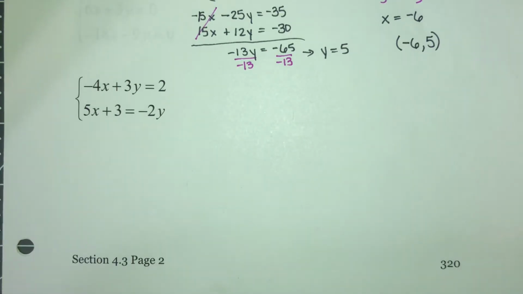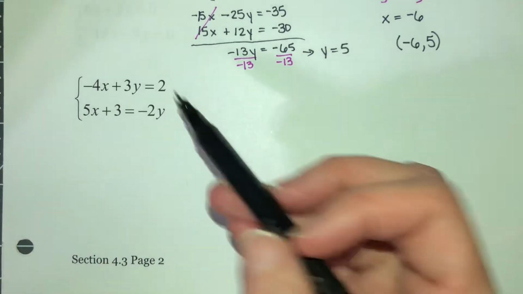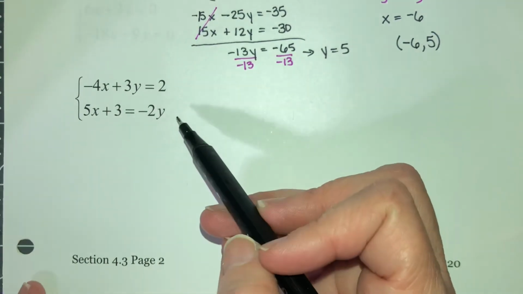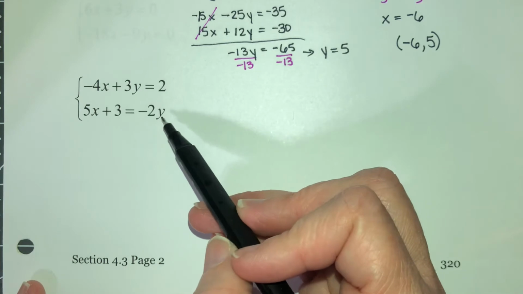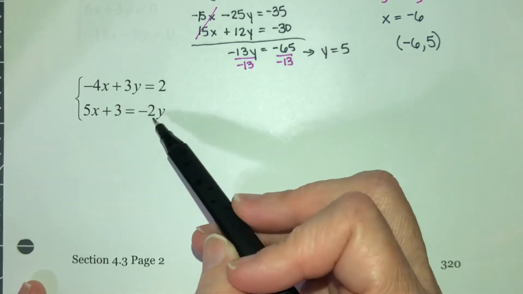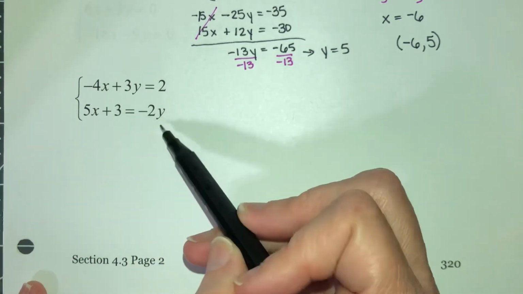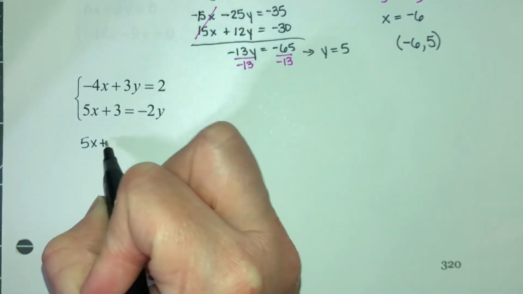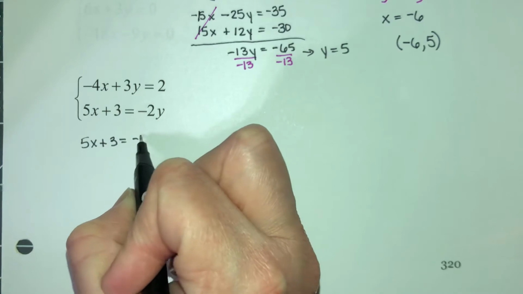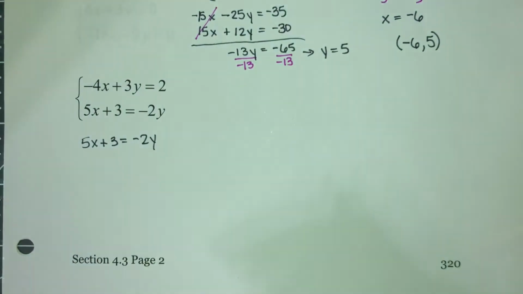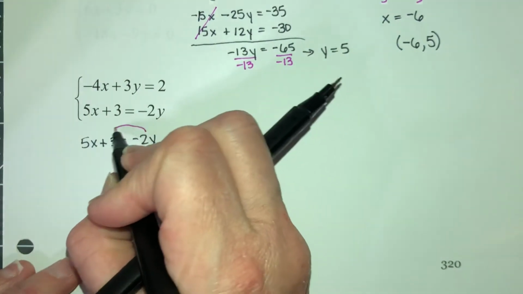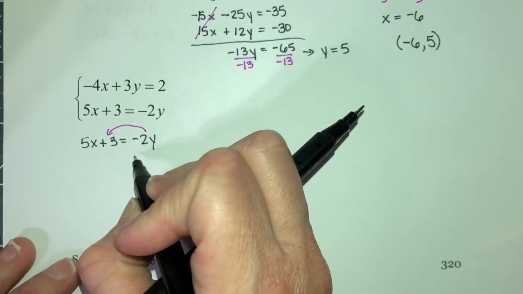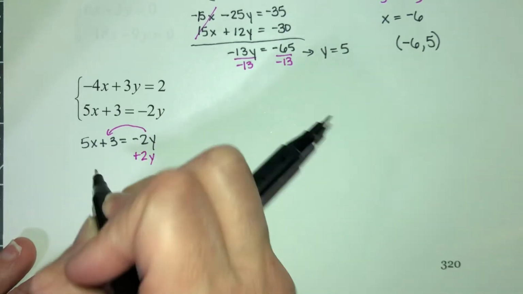This is section 4.3, part 5. If we look at this system of equations, we again do not have our x and y on the same side. So I'm going to transform this second equation. I'm going to start off by moving the 2y over to the left. So add 2y to both sides.